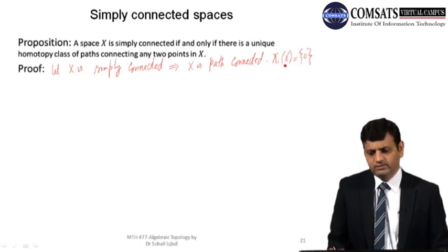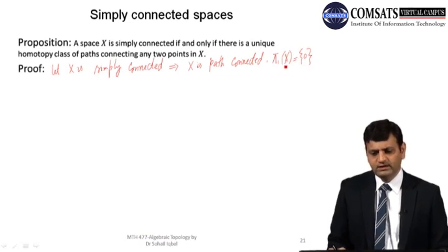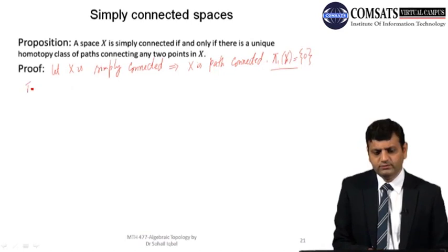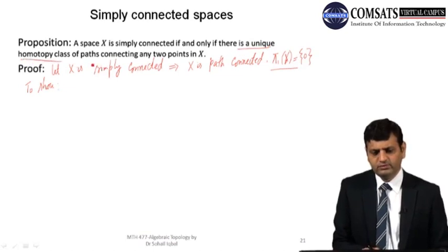Now notice that I'm not mentioning any base point, because according to our previous result, if the space is path connected, then the fundamental group based at point x0 is isomorphic to the fundamental group based at x1. So they have the same fundamental group at each and every point, so we can directly write pi1 of X instead of mentioning the base point. Okay, so now we have to show that there is a unique homotopy class of paths connecting any two points.